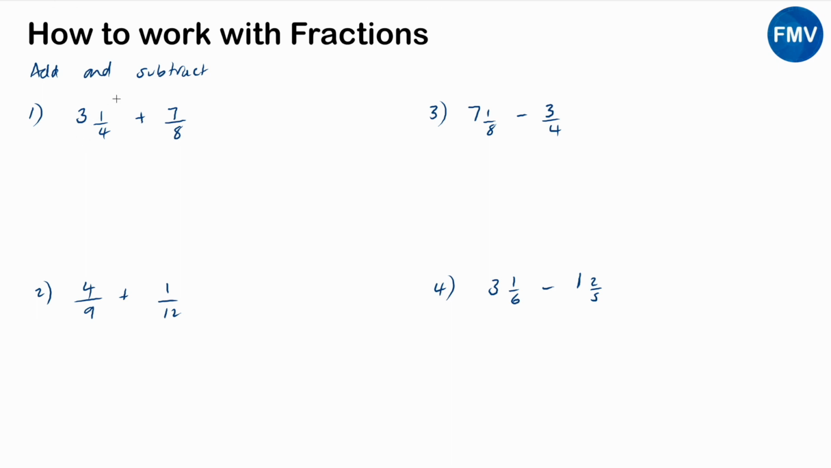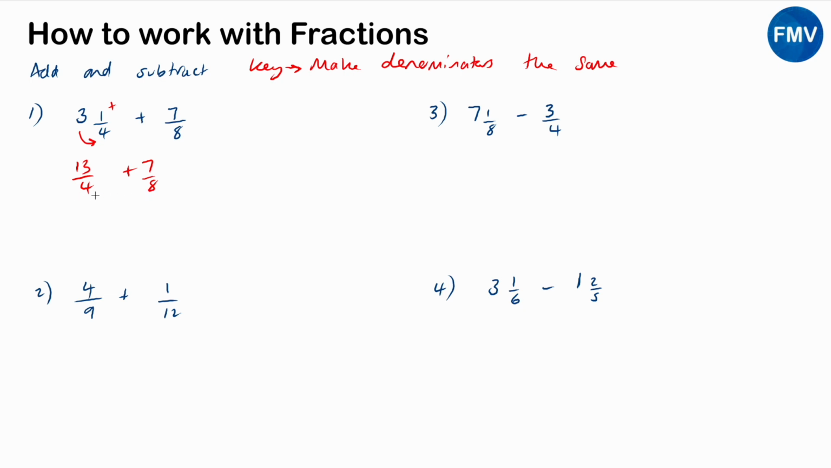This first question here, so when you add and subtract, you must have a common denominator. So that's the thing we're trying to do here, make denominators the same. So we deal with this in the same way. We make these mixed numbers into improper fractions. So 3 times 4 is 12, add the 1 is 13. So now I have 13 over 4 plus 7 over 8.